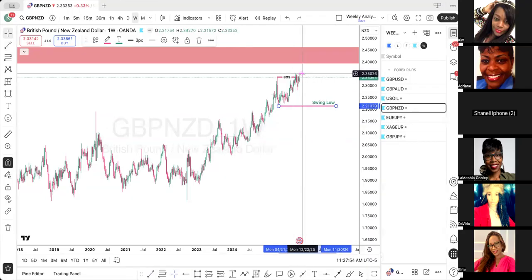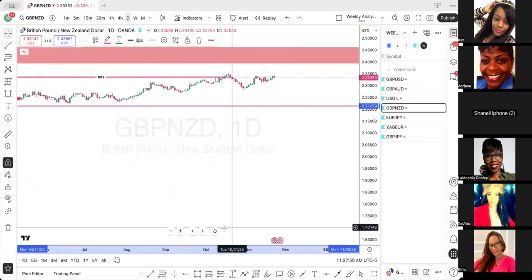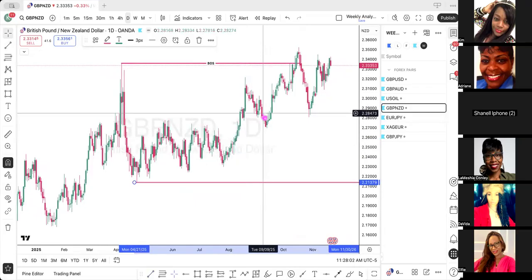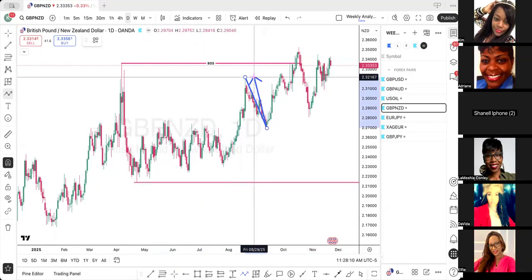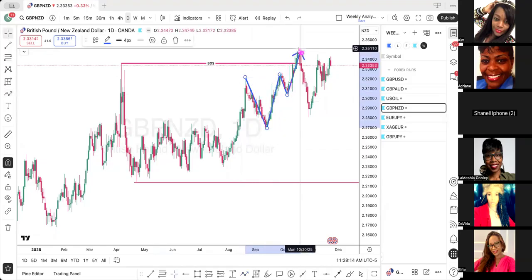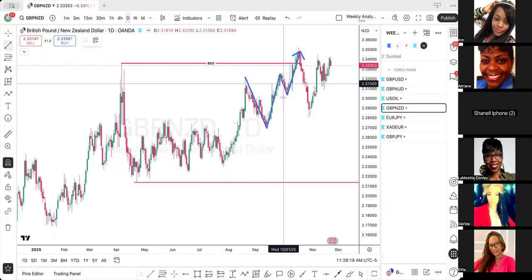And of course, this is the current swing high. So now if I go down to my daily time frame and I start identifying my structure, which went from here to here, price closed above there to here and to here. So there has been a shift in structure.